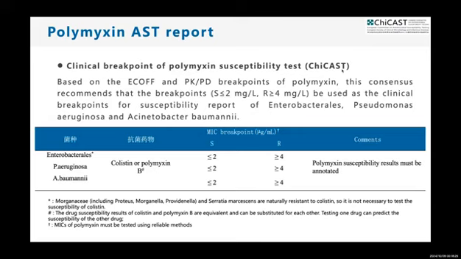And in the comments, we also annotated that polymyxin susceptibility results must be annotated. And we must also note that Morganellaceae, including Proteus, Morganella, and Providencia, and Serratia marcescens are naturally resistant to colistin, so it is not necessary to test the susceptibility of colistin. The drug susceptibility testing results of colistin and polymyxin B are equivalent and can be substituted for each other. And MICs of polymyxin must be tested using reliable methods.